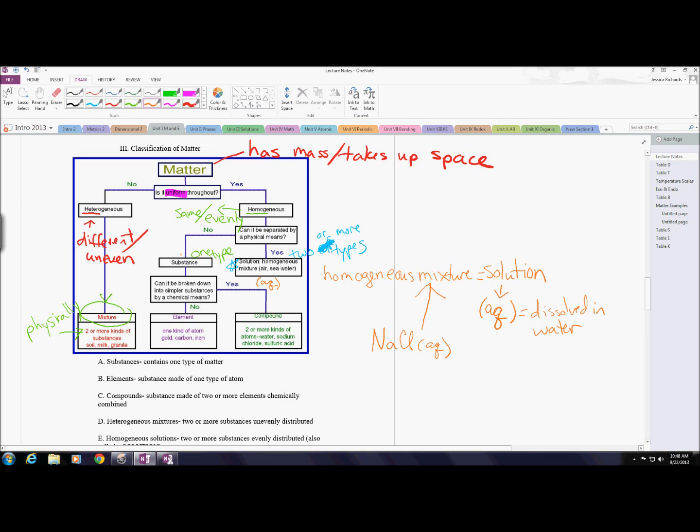Now, a substance has only one type of thing in it, and there's going to be two big categories for substances. So substance, only one type of thing in it. The only way that you could break it down would be chemically, and even then sometimes you can't. So that's going to be our question here. Can we chemically break it apart? If the answer is yes, then it's a compound. Two or more atoms chemically combined. The trick for picking out a compound is look for the capital letters.